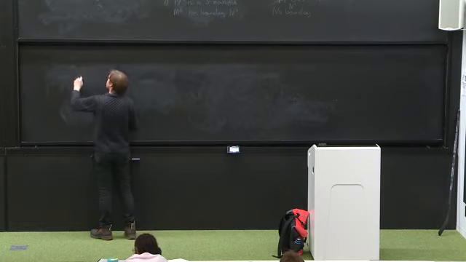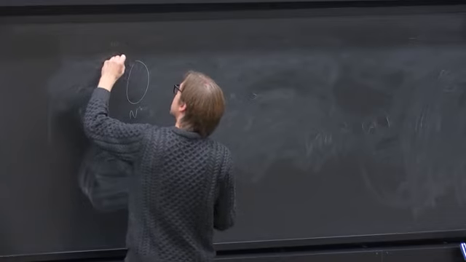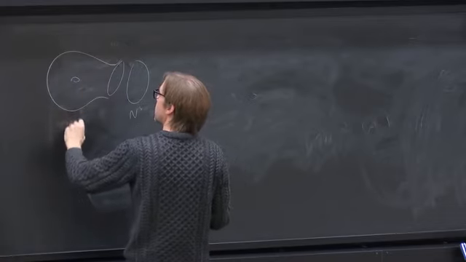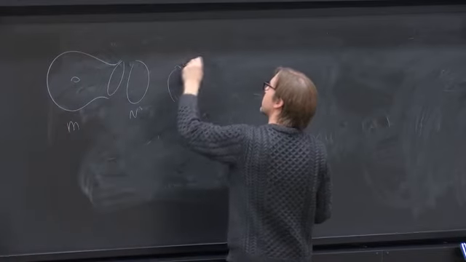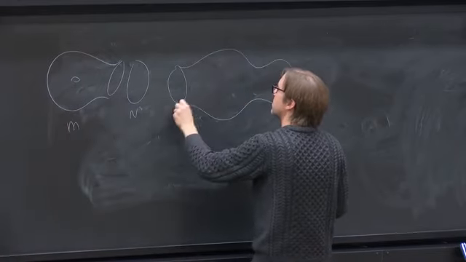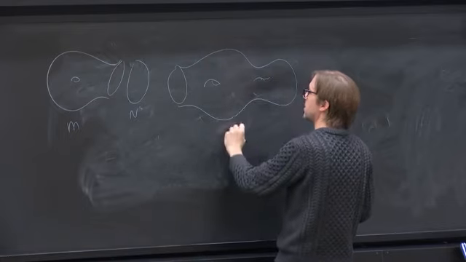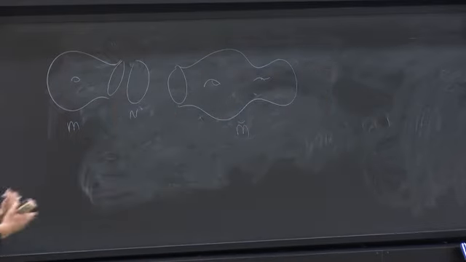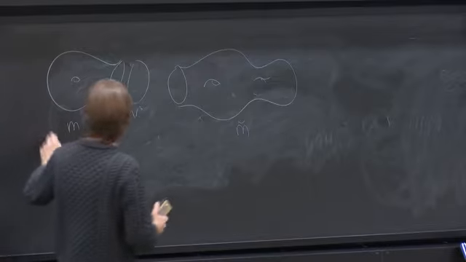Let's draw a picture in two dimensions. Draw it as a circle. This might be something like that. And the other one is some other manifold, maybe it's more complicated. But they have the same boundary so that we can glue them together into some big thing.